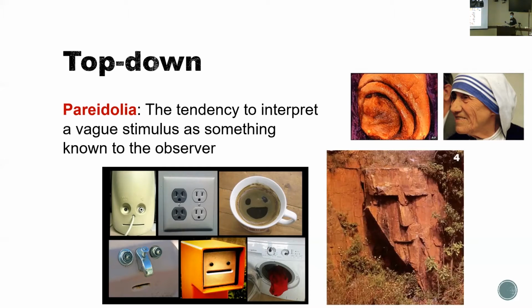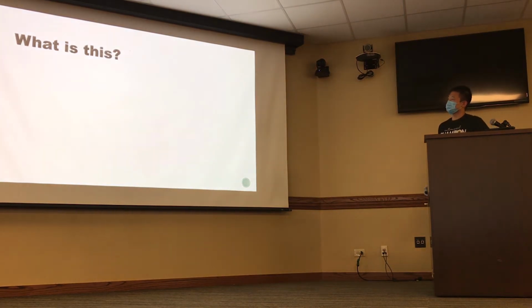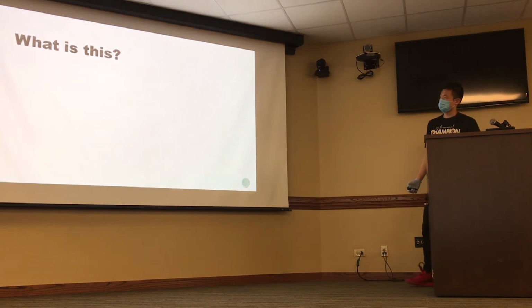So that's when our brain interprets shapes into familiar things, a lot of times faces, because we are very familiar with faces. And this explains a lot of other phenomena, like when we hear hidden messages in music, or when we see faces in abstract patterns. Okay. Next, I'm going to ask you a quick question.